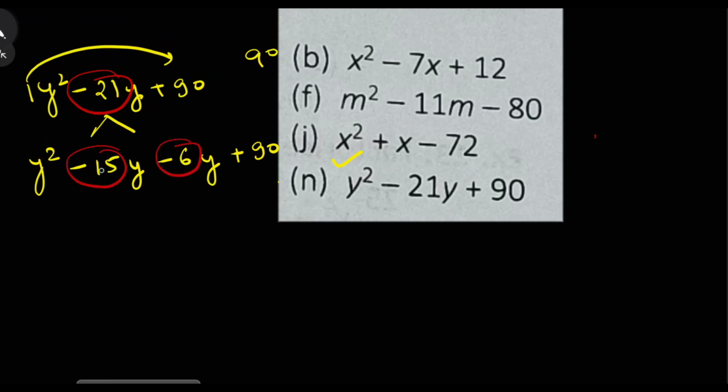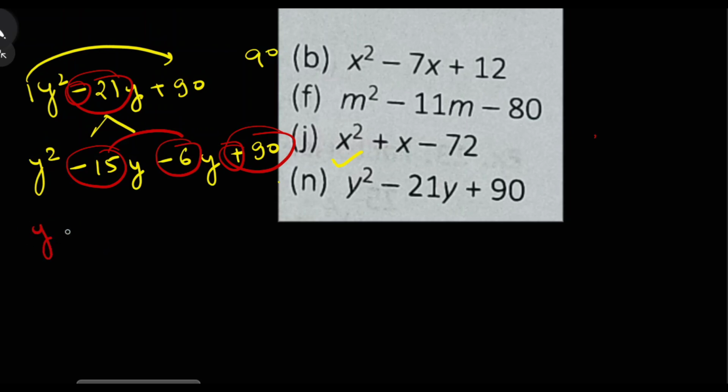Because on adding minus 15 and minus 6, you will get minus 21, and on multiplying minus 15 into minus 6, you will get plus 90. So you can see each sign matches here. Here minus is satisfied and here plus is satisfied. So in this way we have to split the middle term. So let us proceed further.